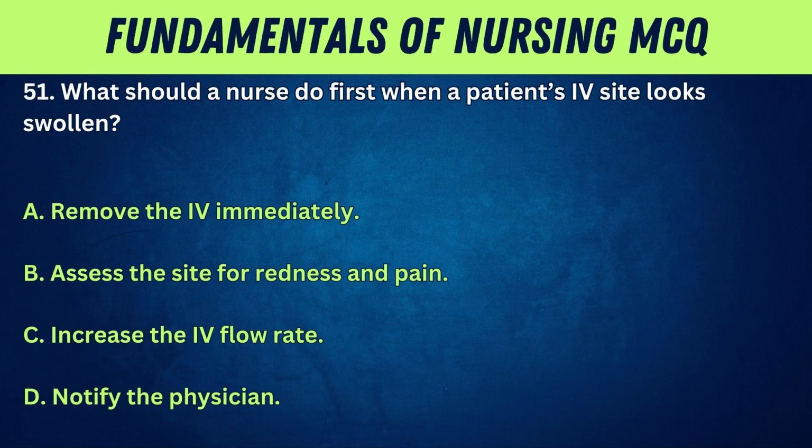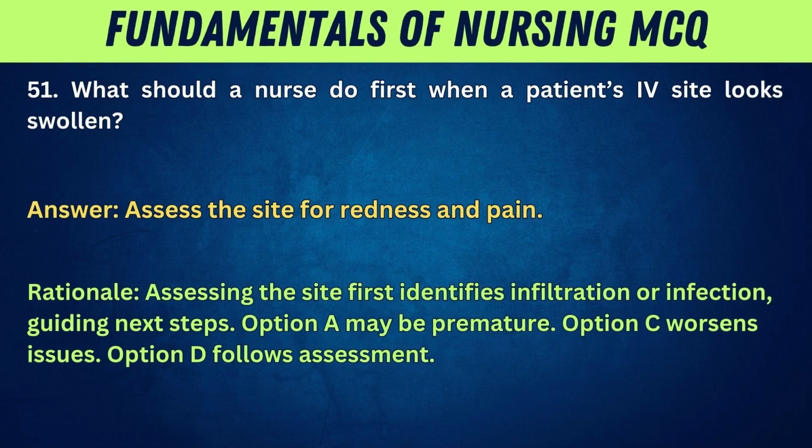51. What should a nurse do first when a patient's IV site looks swollen? A. Remove the IV immediately. B. Assess the site for redness and pain. C. Increase the IV flow rate. D. Notify the physician.